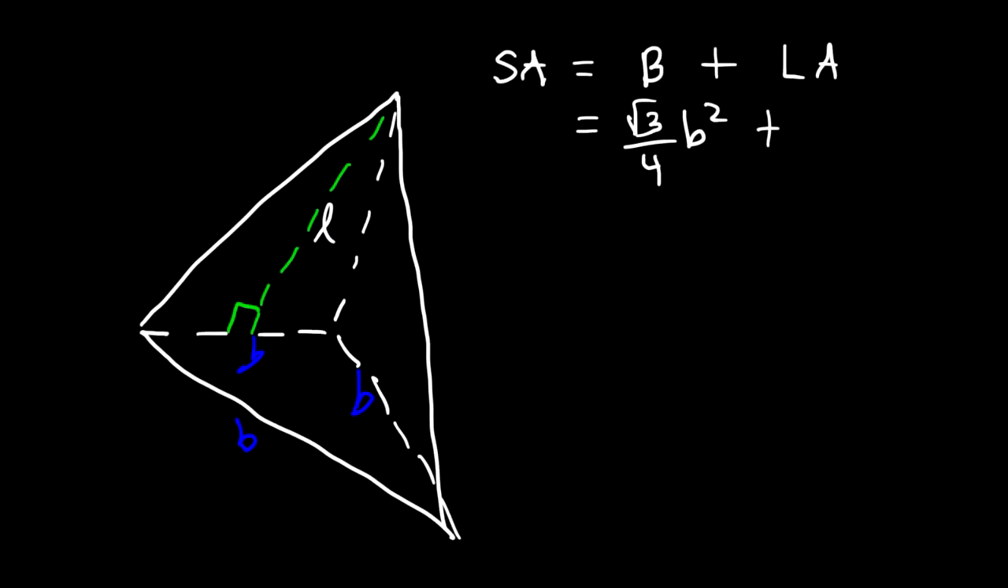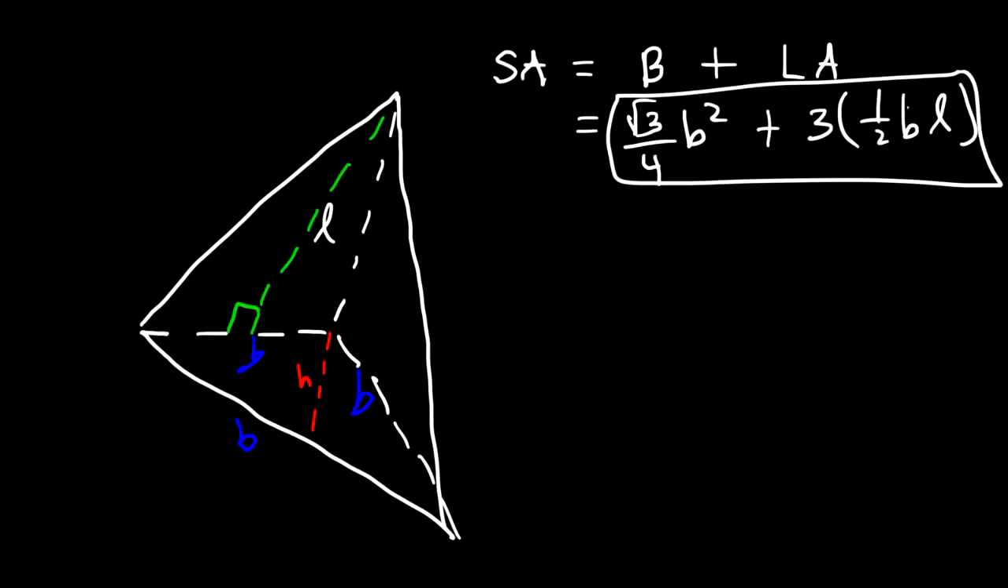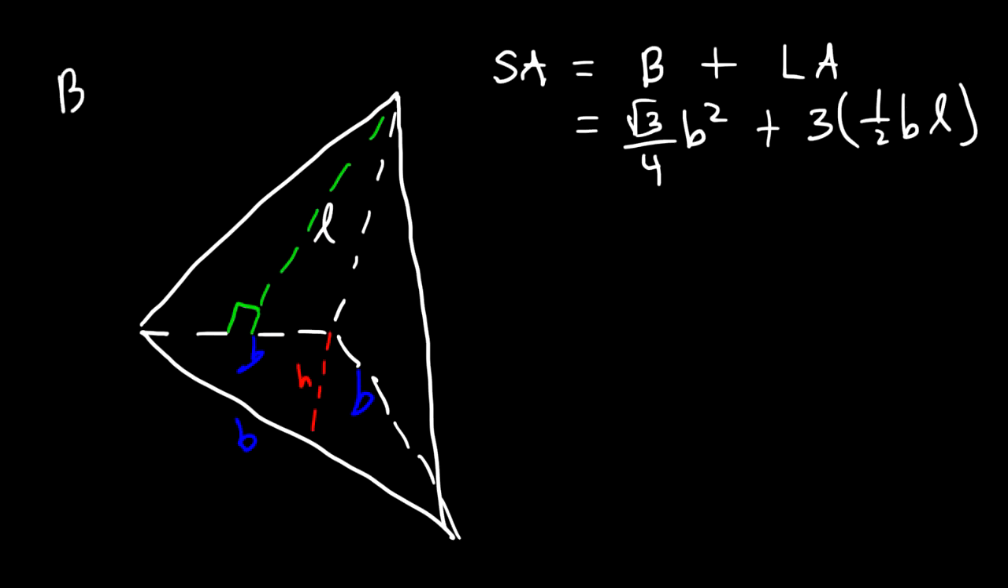Now there's 3 lateral faces, and the area of each of those faces is 1/2 base times height. But we need to use the slant height instead, so it's 1/2 b times L. Now sometimes you might be given the height of this triangle. If you're given the height of the triangular base, then you don't need to use this formula. Instead, the area of the base will now be 1/2 base times height.